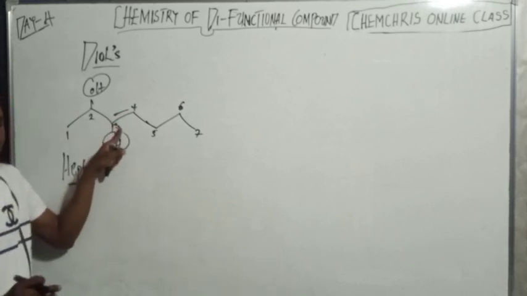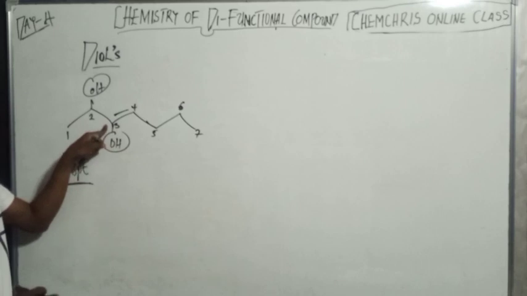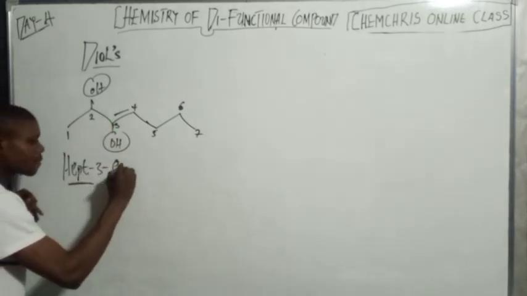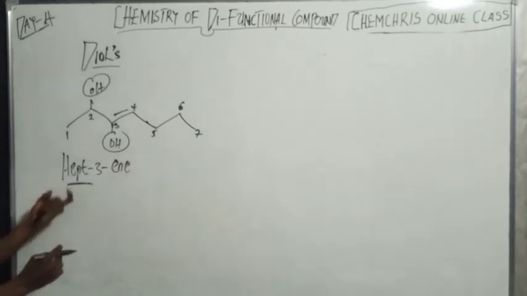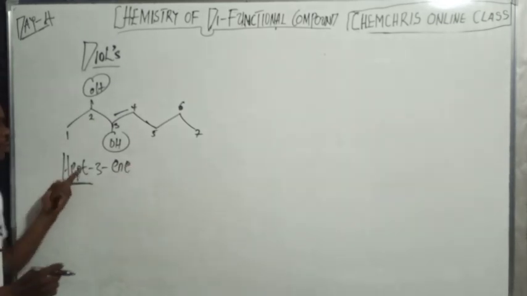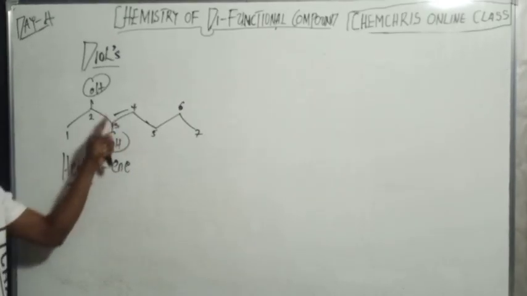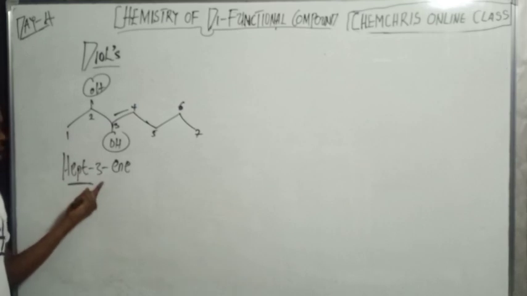But what is the position of the double bond? The double bond is at position 3, because when you start with 1, 2, 3, at 3 we have a double bond. So it's going to be 3-ene. Can you see that? 3-ene. So it's going to be hept-3-ene. Hept means 7 carbon chain, then the ene means a double bond at position 3. That's why we have 3 here.